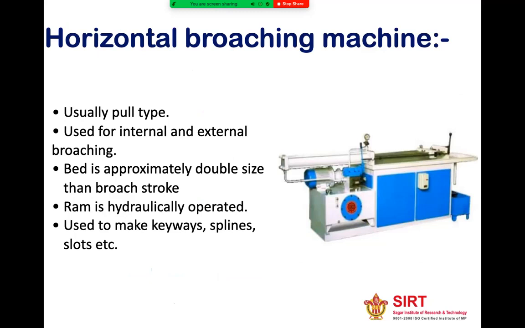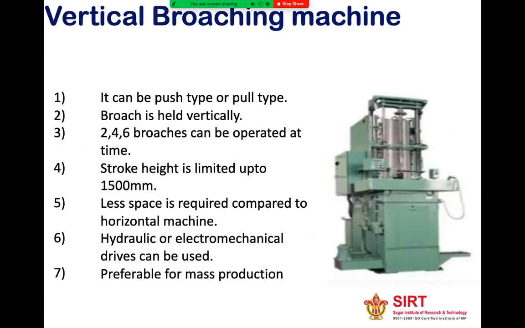So this is the schematic diagram of a horizontal broaching machine, and it is usually a pull type used for external and internal broaching. And in this machine, the ram is operated hydraulically. So you can see that in the horizontal broaching machine, the broach tool moves in a horizontal direction, and in the vertical machine, the broach tool moves in a vertical direction, both having some advantages and disadvantages. We will discuss it later.